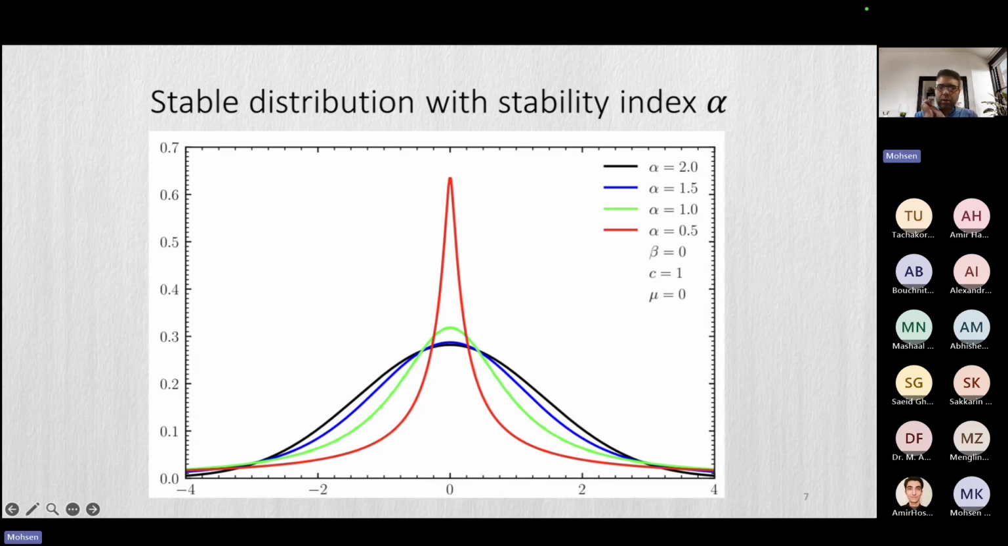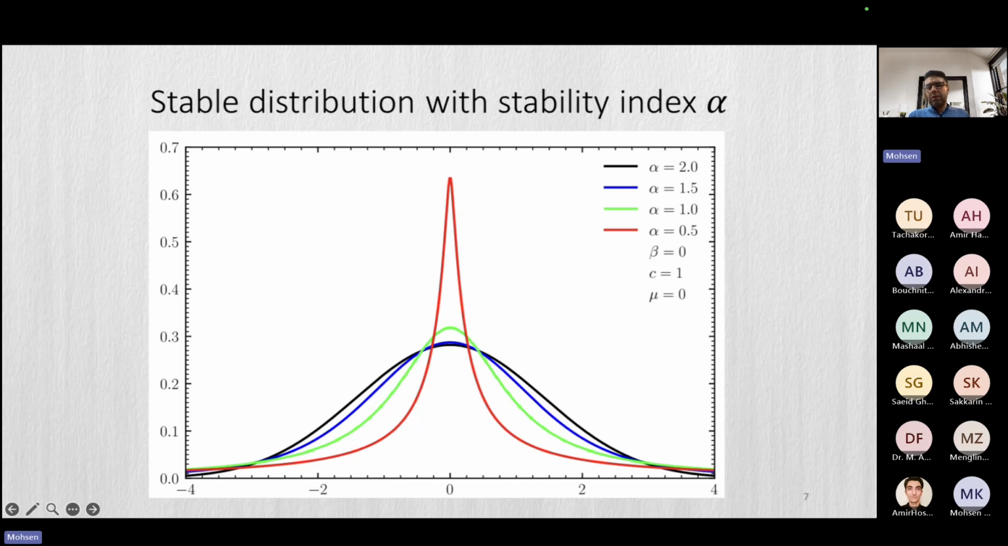If we want to compare the distributions, you can see the black one is the normal distribution, and for different values of alpha, the alpha is indicating the tail of the distribution. If alpha is very small, like here, the alpha for the red one is 0.5, it corresponds to a heavy tail. It means that it has very fat tails, and it converges to zero gradually. It's not as fast as the black one, which is normal.